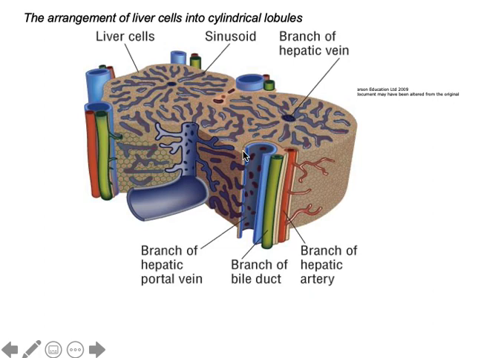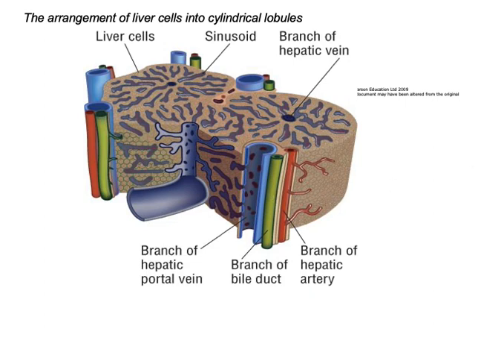So this is another lobule here. There is another branch of the hepatic vein. And then we've got this portal triad that consists of a branch of the hepatic portal vein, a branch of the hepatic artery, and a branch of the bile duct. And together these three vessels are called the portal triad.